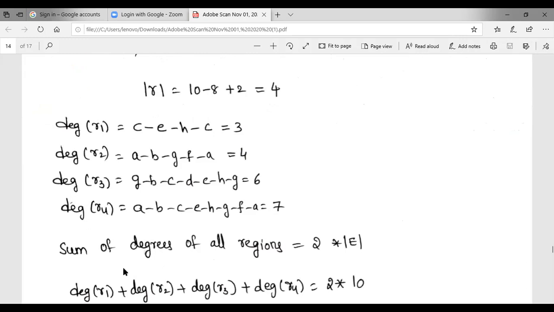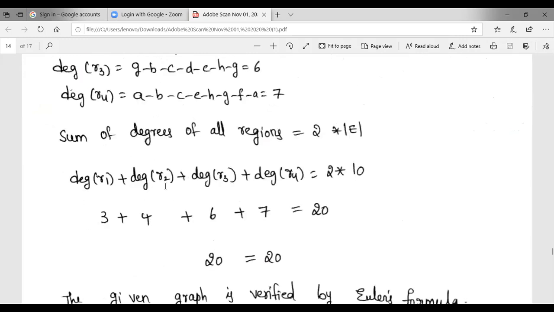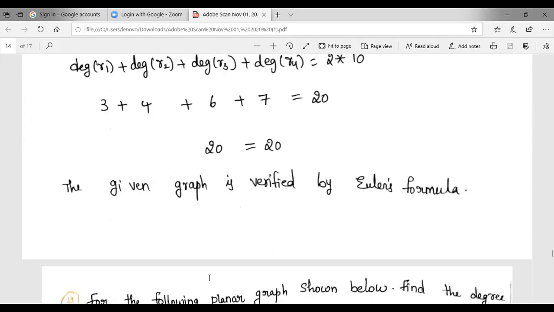Euler's formula. So degree of R1 plus degree of R2 plus degree of R3 plus degree of R4 is equal to 2 into 10. So 3 plus 4 plus 6 plus 7 is equal to 20. 20 is equal to 20. So LHS is equal to RHS. So the given graph is verified by Euler's formula.